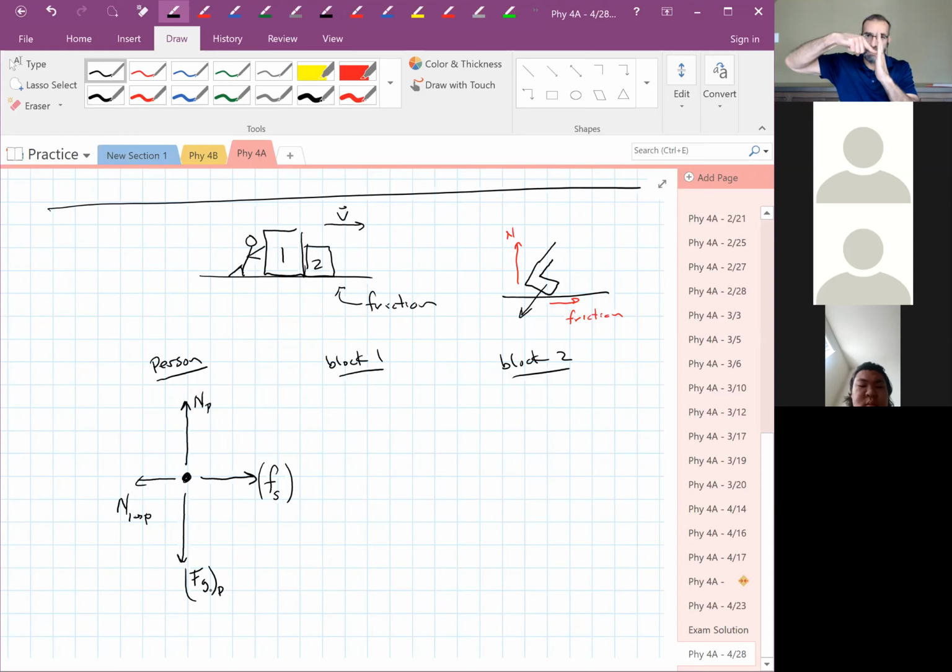But if the person is pushing down, and their hand is not slipping, then there must be some friction force pushing back up on their hand. So that complicates things. We don't want to get there just yet.